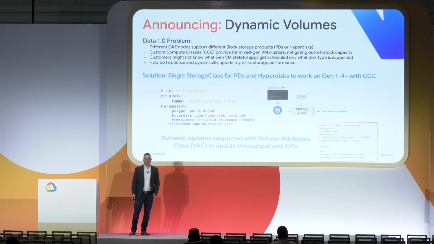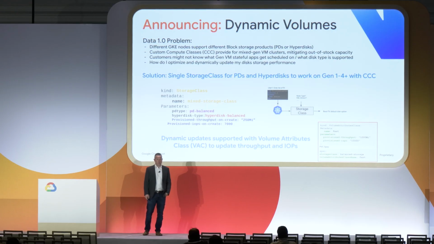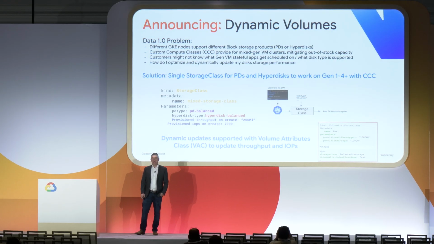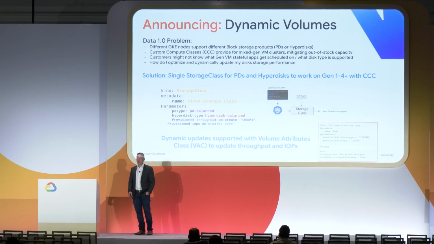But workloads typically aren't static either and require varying levels of performance. Instead of recreating a disk or rescheduling pods, customers need the ability to dynamically update the throughput and IOPS provisioned to right-size their workloads based on the demands during their life cycle. We now support dynamic updates through volume attributes classes, which allow you to adjust the performance of any disk on the fly without any downtime.